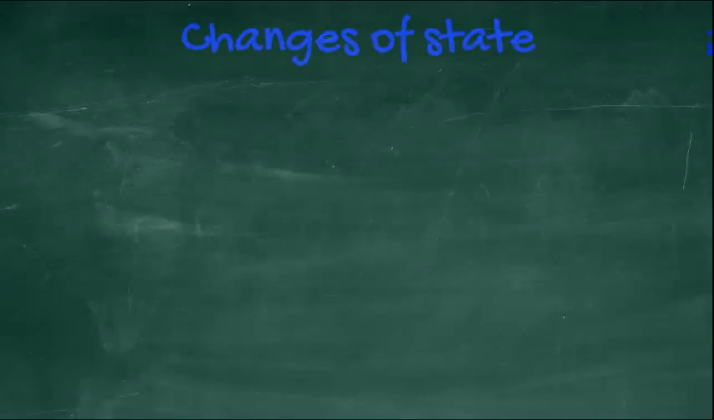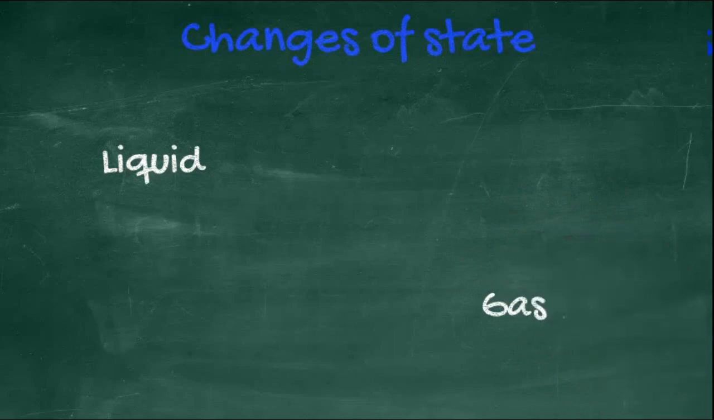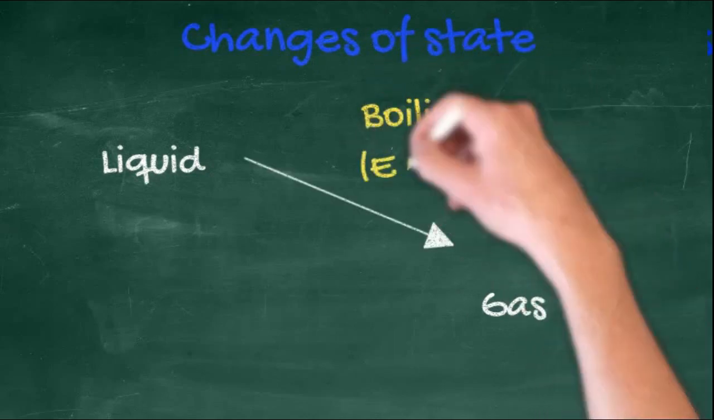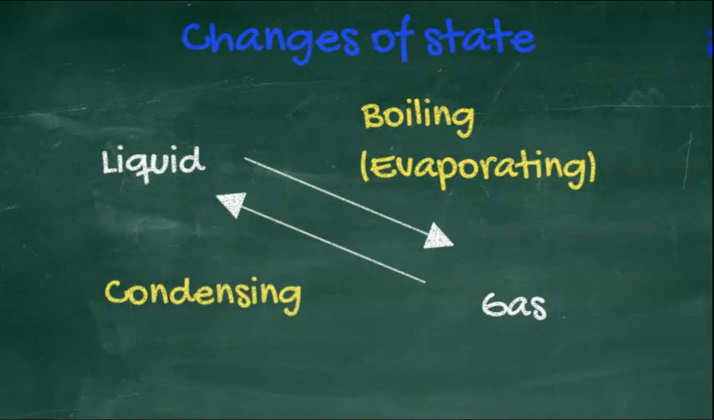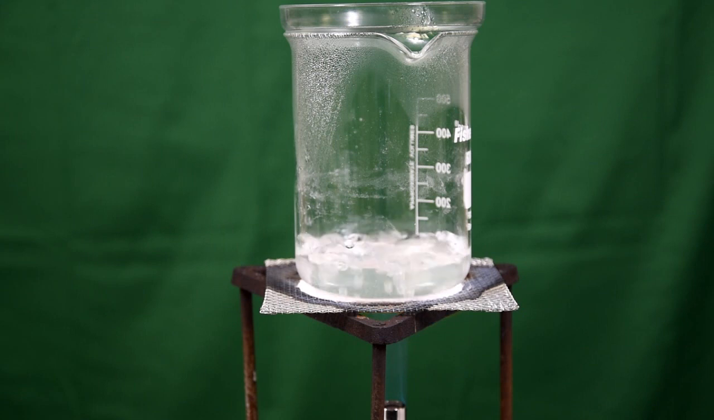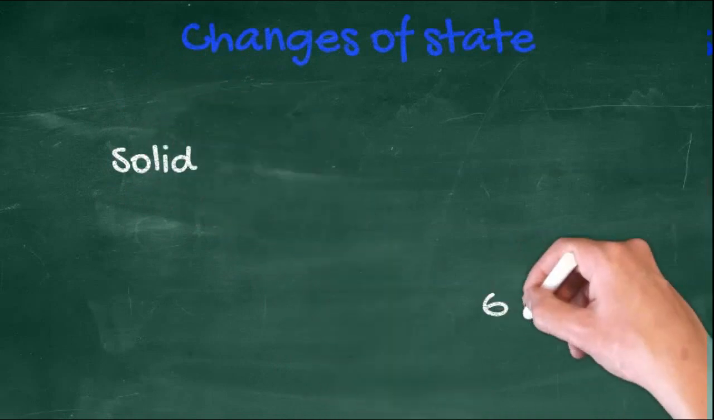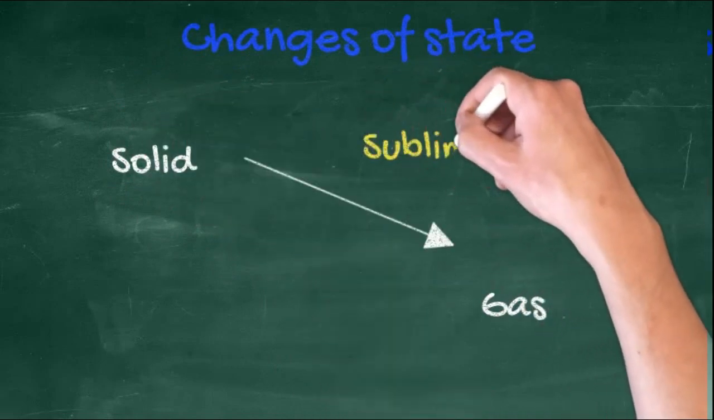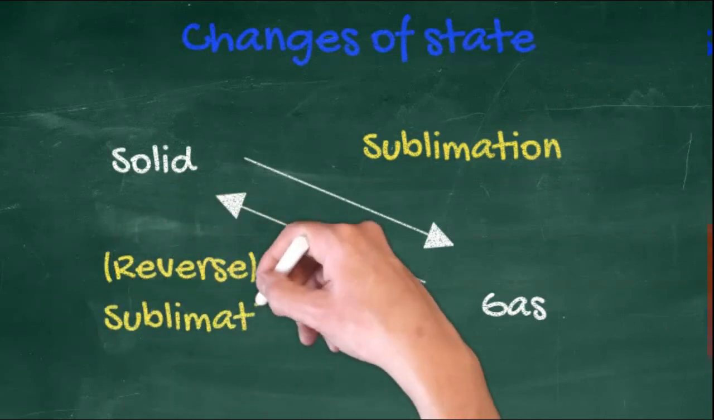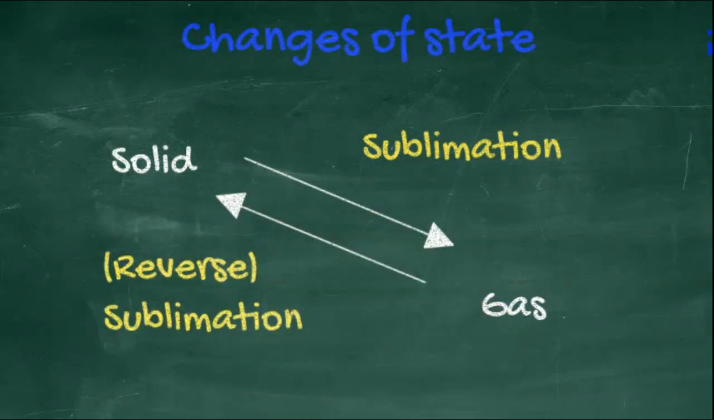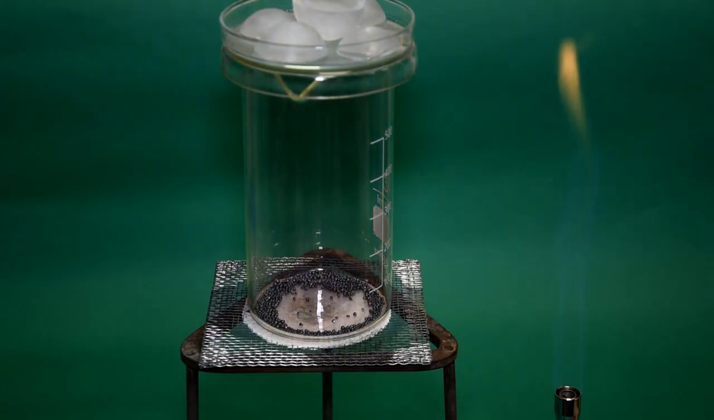Going from liquid to a gas, a higher energy state, we call boiling or evaporation, and from gas to liquid, condensing or condensation. There are some examples of substances that will go from solid directly to gas without going through the liquid phase. This is called sublimation, and going from gas to solid, reverse sublimation.